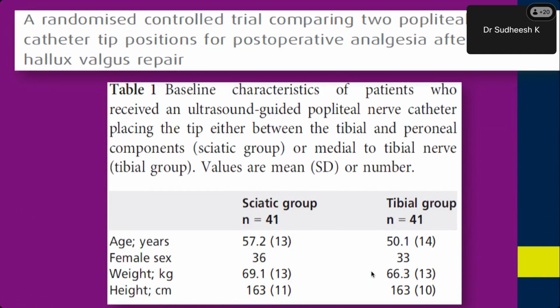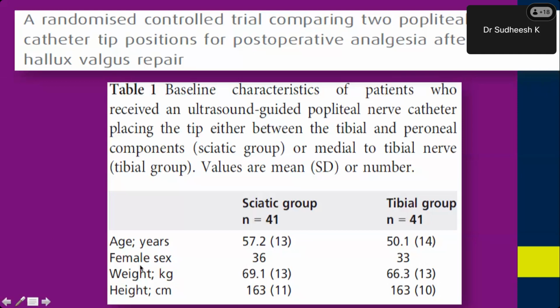This is a randomized control trial comparing two popliteal catheter tip positions for postoperative analgesia after day case surgery of hallux valgus repair. So the baseline characteristics, age in years. Now, what kind of data is this? Is it continuous data, or is it quantitative data or qualitative data? Categorical data? Age is quantitative data, and is it discrete or continuous? It is continuous data. It's continuous quantitative data.